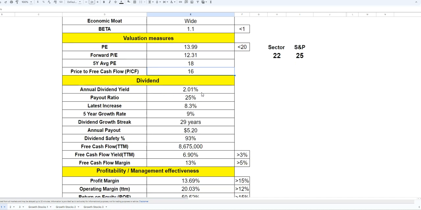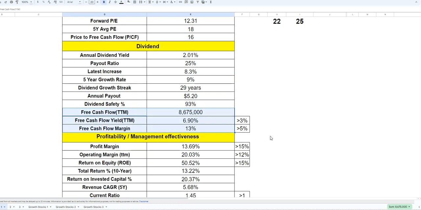The dividend yield is 2%. The payout ratio is 25%. The latest increase was 8.3%, and the 5-year growth rate is 9%. The dividend streak is 29 years, so that means this company is a dividend aristocrat. The annual payout is about $5.20. Our dividend safety is 93%, free cash flow of almost $9 billion, free cash flow yield of about 7%, and free cash flow margin of 13%, which is absolutely amazing. So in terms of the dividend side of things and free cash flow, it actually looks really good.